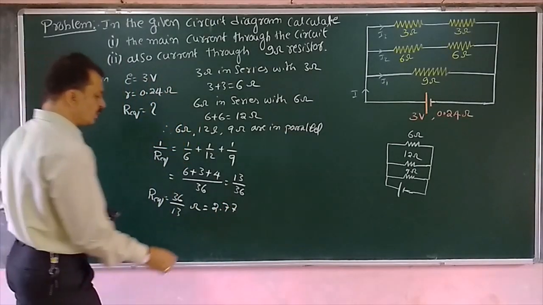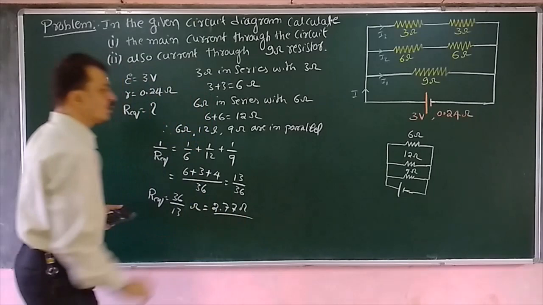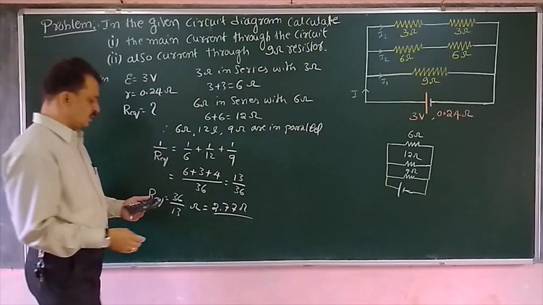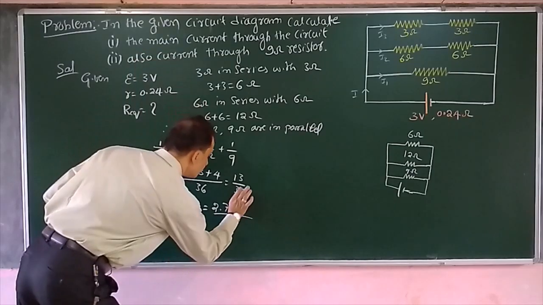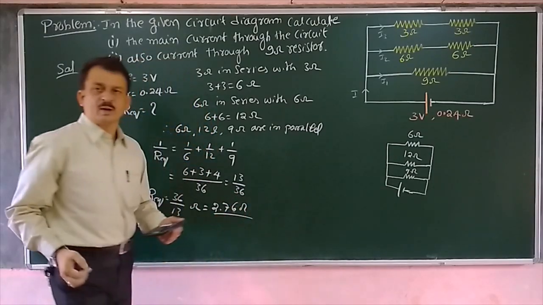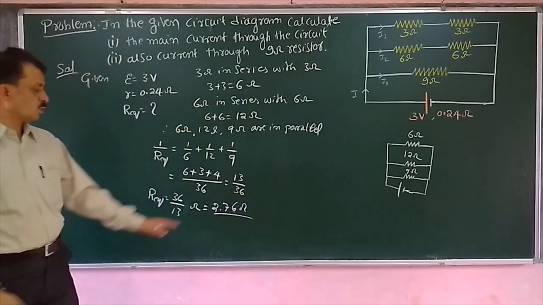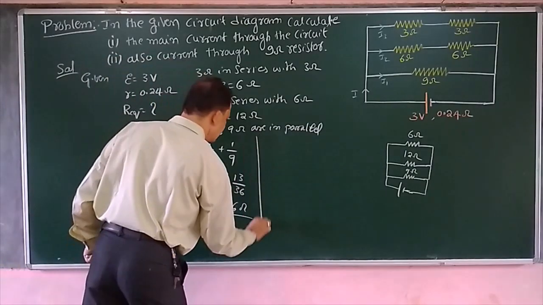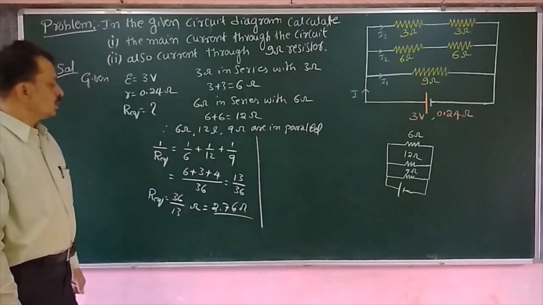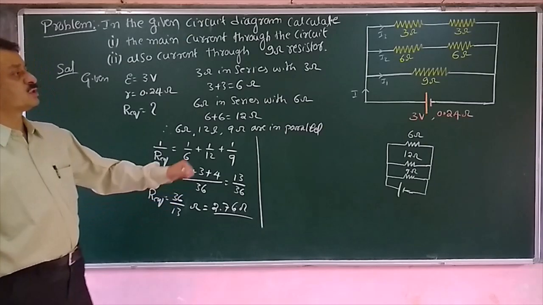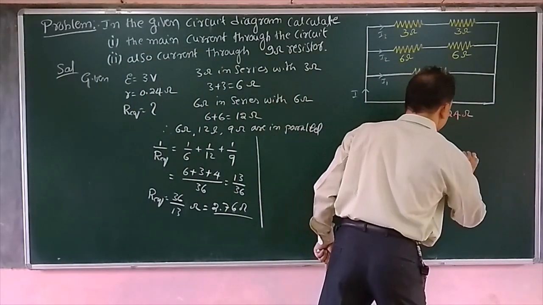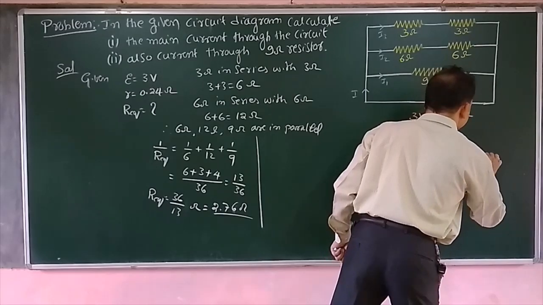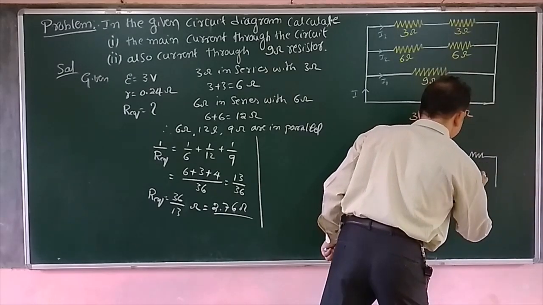2.769, so we can take 2.77 ohms. Since they have given 0.24, I will write it as 2.76 ohm. Let us take 2.76 ohm. This is the equivalent resistance. Now what is the current flowing through the circuit? Now this entire circuit reduces to a single external resistor, like this.